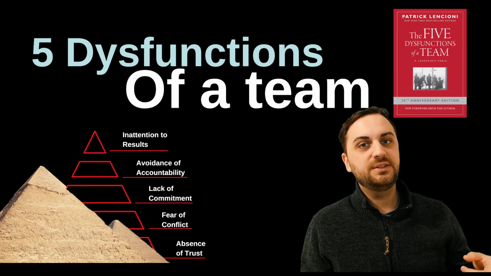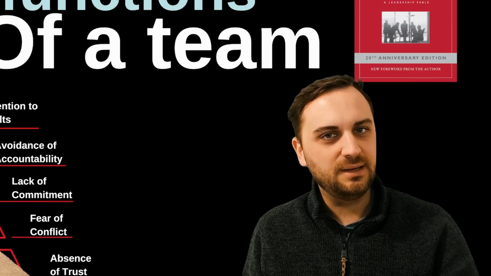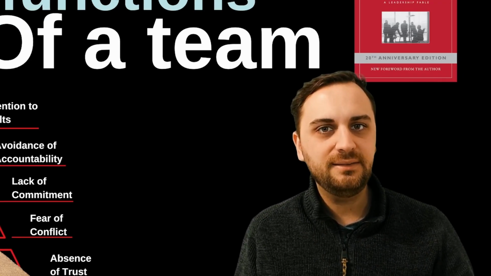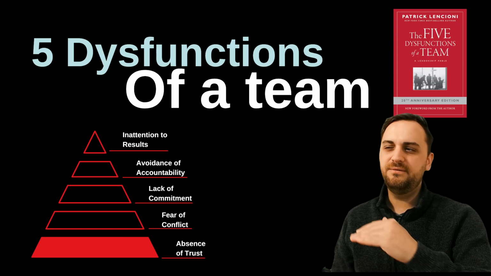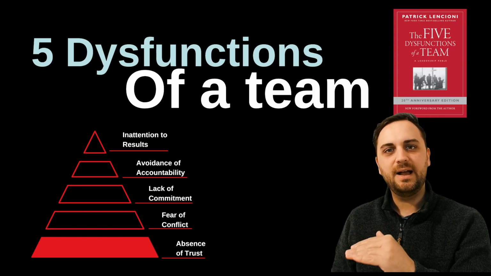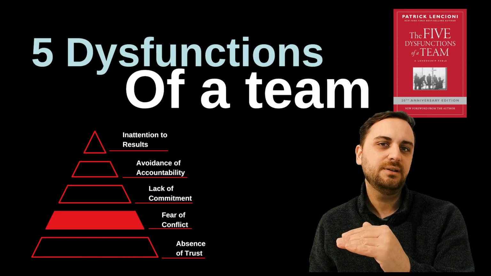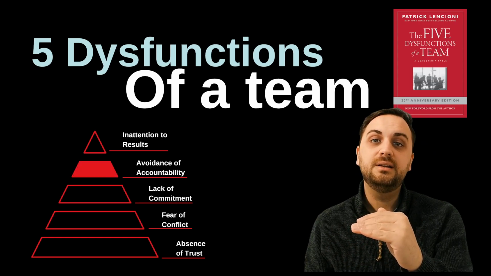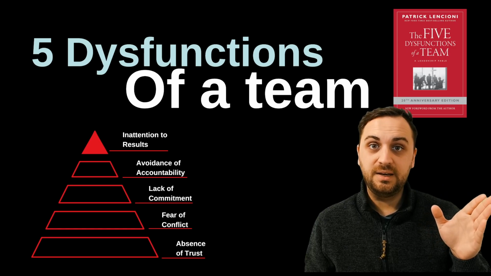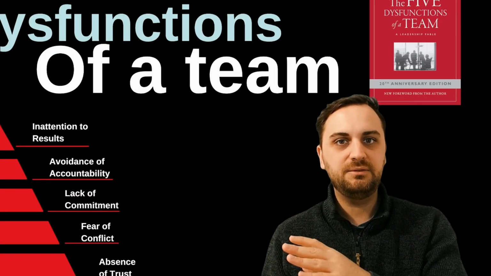Today we're going to discuss what exactly that pyramid structure is, what it means, and how we understand how to navigate that in our organization. And we're going to do that step by step. First of all, at the very bottom of this pyramid, we have absence of trust. Then we go to fear of conflict, followed by a lack of commitment, and then an avoidance of accountability, and then all of that ends with an inattention to results. And that is essentially the model for 5 dysfunctions of a team.